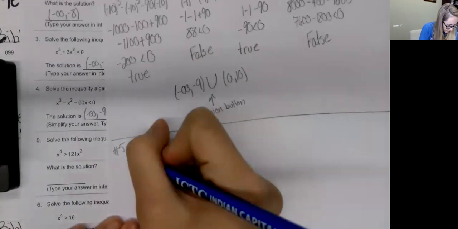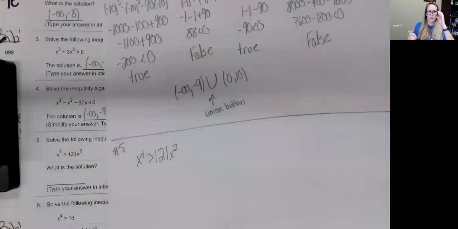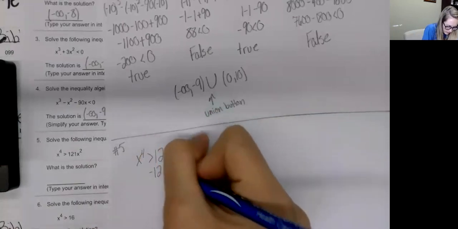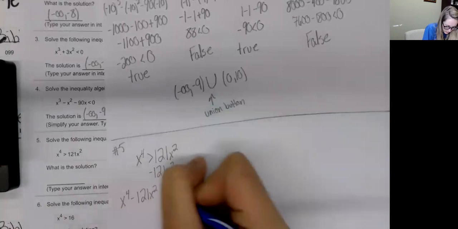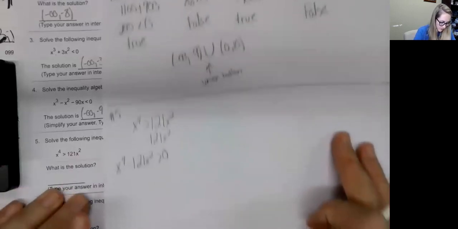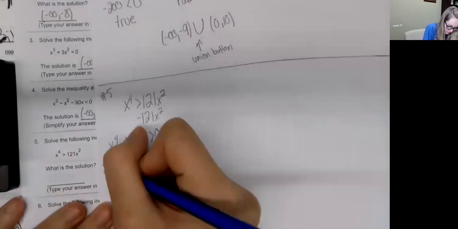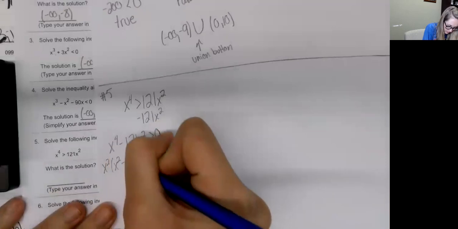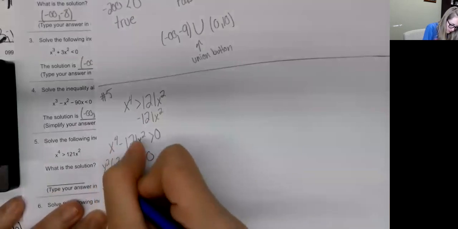So yeah, x to the 4th is greater than 121x squared. So when we go to solve this one, we want all of our terms on one side with a 0. So we're going to go ahead and subtract 121x squared. So we have x to the 4th subtract 121x squared is greater than 0. Now we're going to find those zeros, but we got to go ahead and factor some more. So let's take x squared out because there's an x squared with both terms. So I'd have x squared times x squared subtract 121. This is the difference of 2 squares, so that breaks down some more. So we're going to keep factoring.